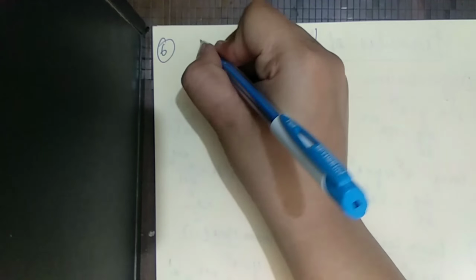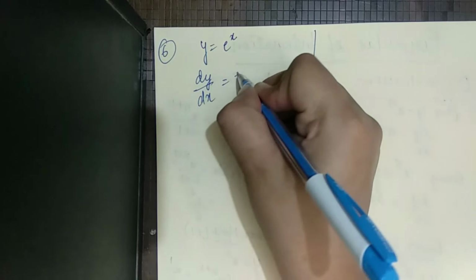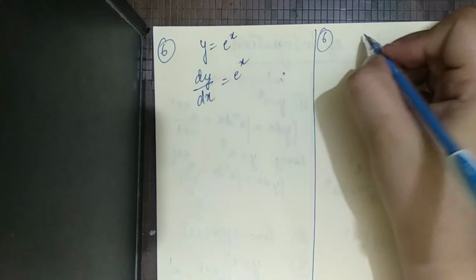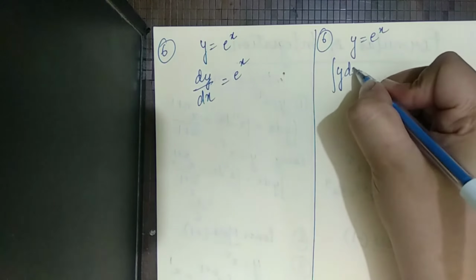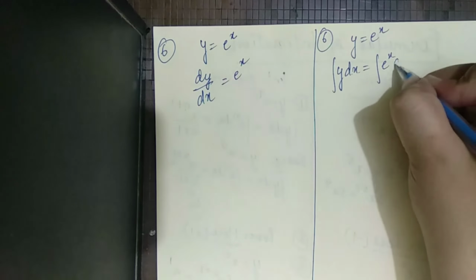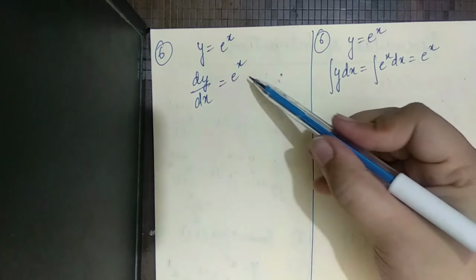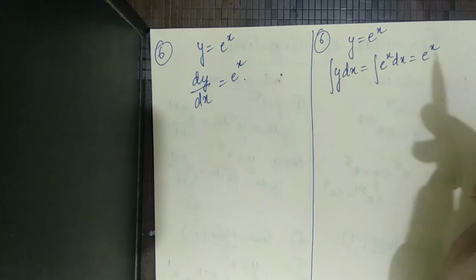For the next one, we had y equals e raised to power x. So dy by dx was e raised to power x again. Here, if I say y equals e raised to power x, then the integration of y dx will be the integral of e raised to power x dx, and it will be the same, e raised to power x. The differentiation as well as integration of e raised to power x is the same as e raised to power x.